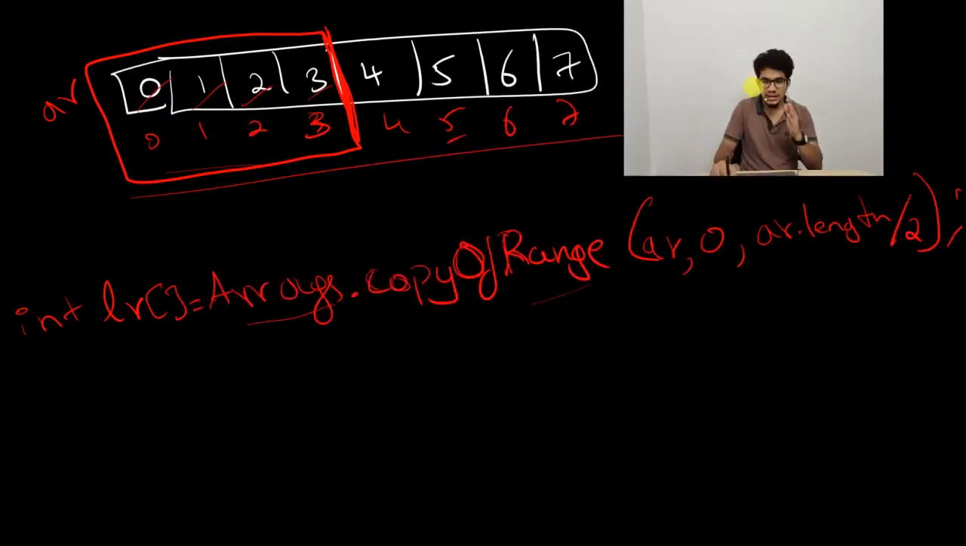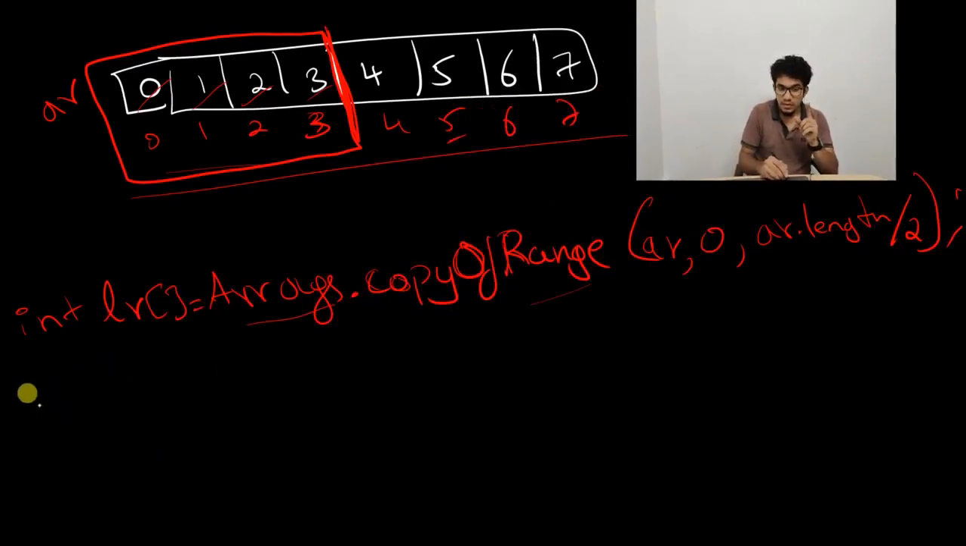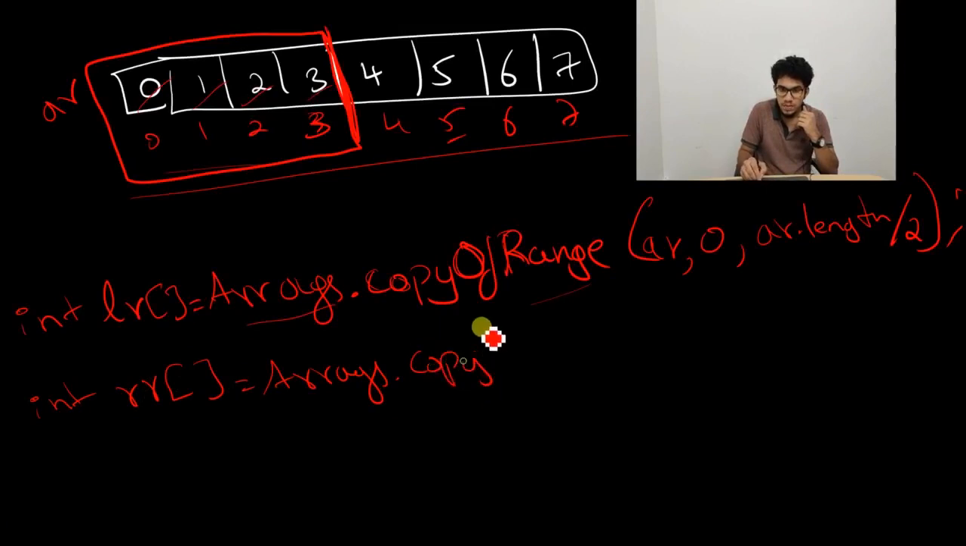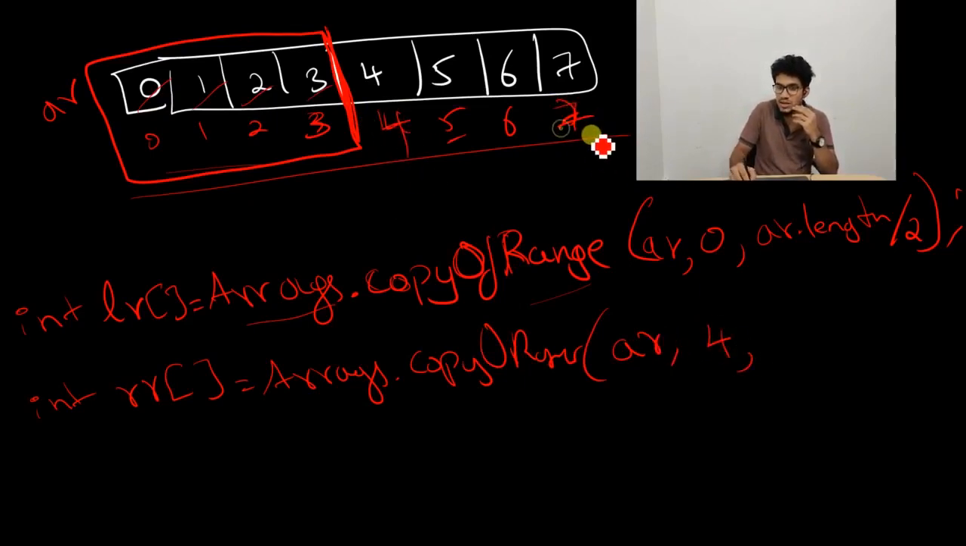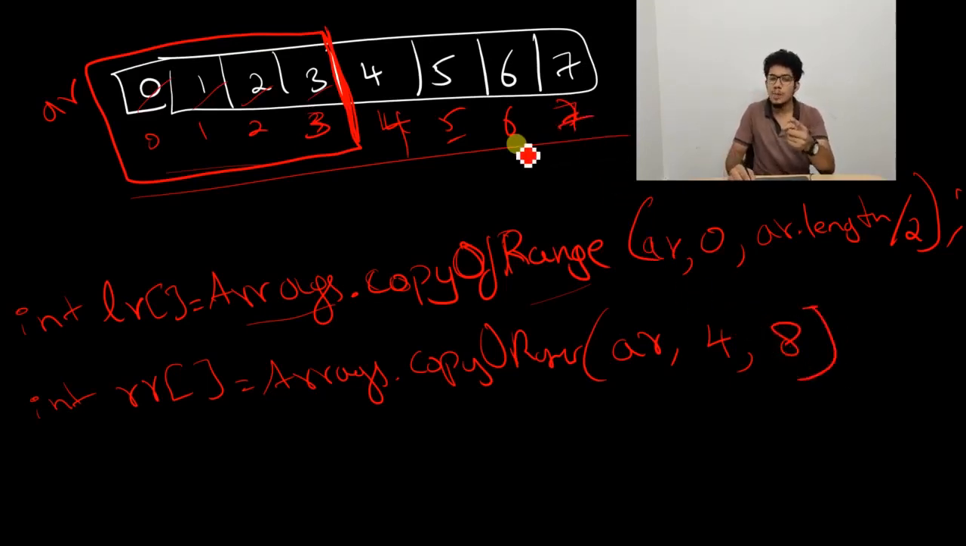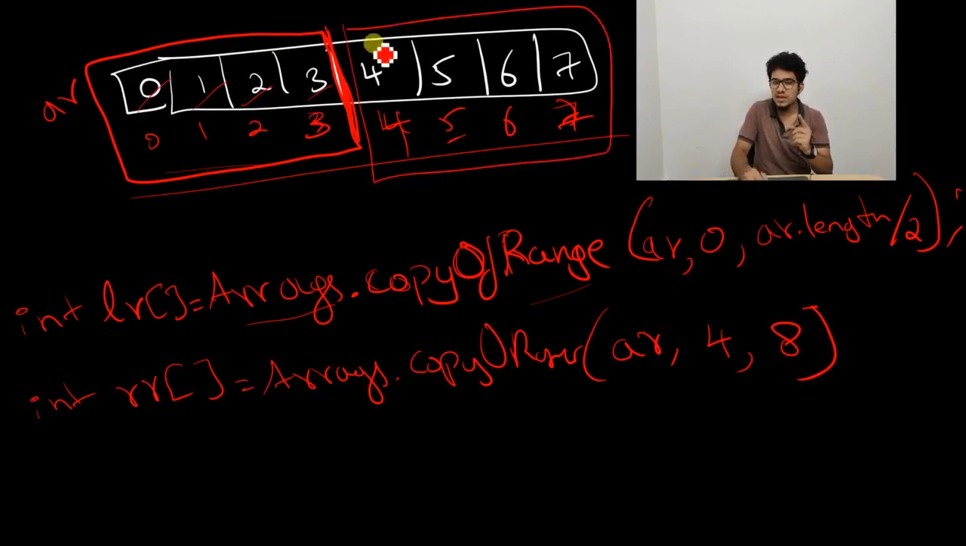This is my LR. But what is my right array? I want a right array also. So I'll say int right array is nothing but Arrays.copyOfRange from ar, comma, I have to copy from 4 till what? I should tell 8 so that it will copy till 7. If you want from 4 to 7, you should start from 4 and you should tell 8 so that it will copy till 7.